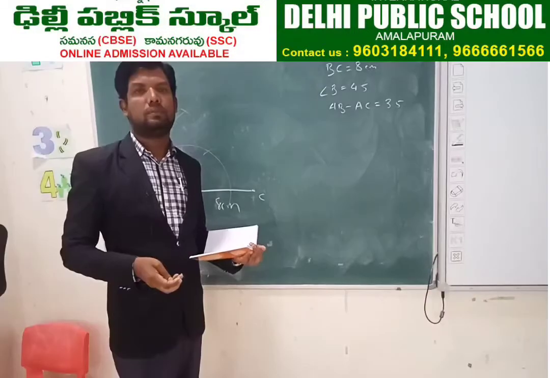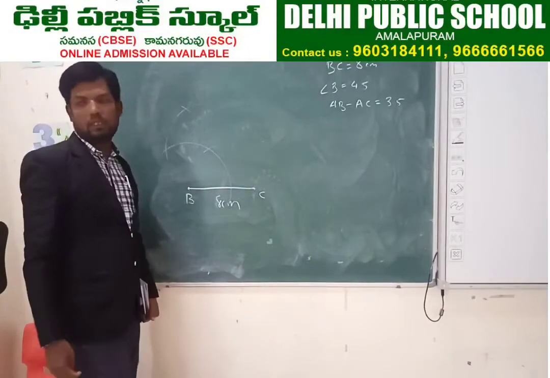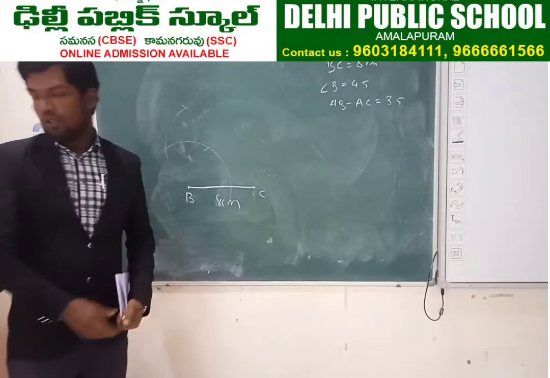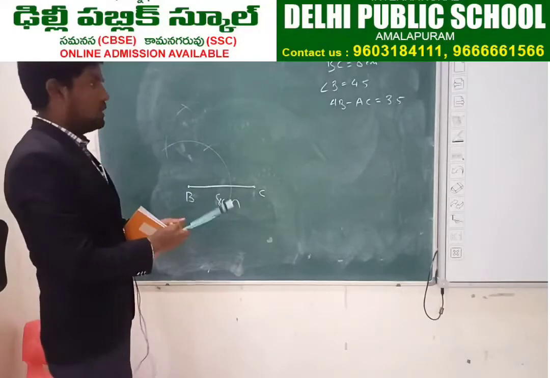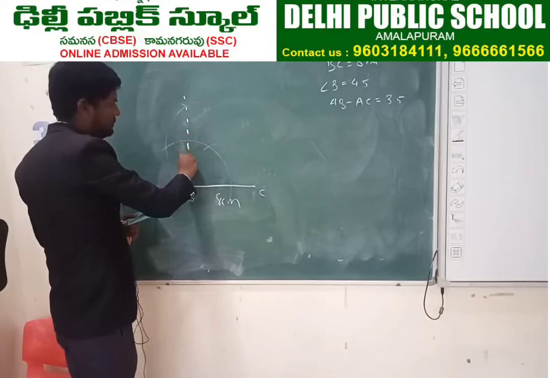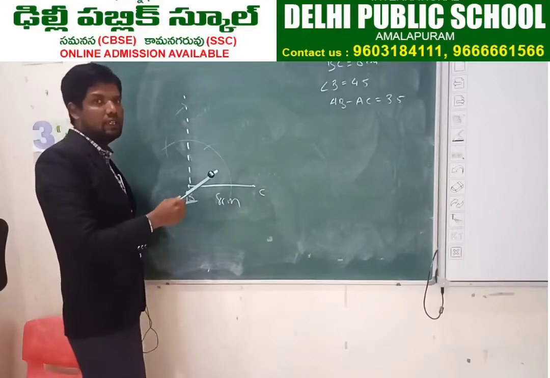Okay, so here BC you have to take as 8 centimeters, and with the compass you can construct the 45 degrees. Mean first construct the 90 degrees. With this 90 degrees, take a dotted line. Now we have to do the angle bisector of this 90 degrees.